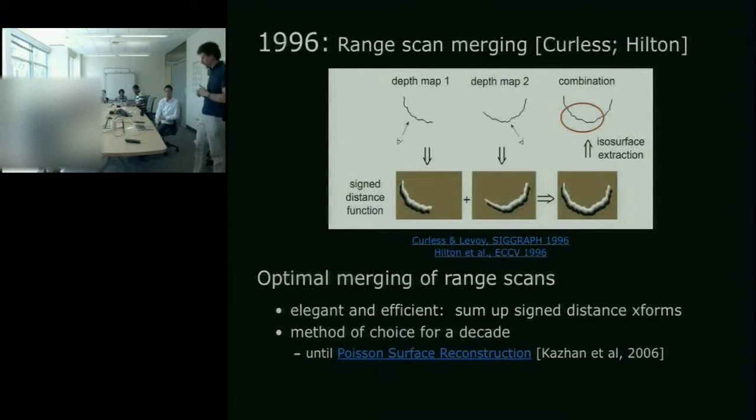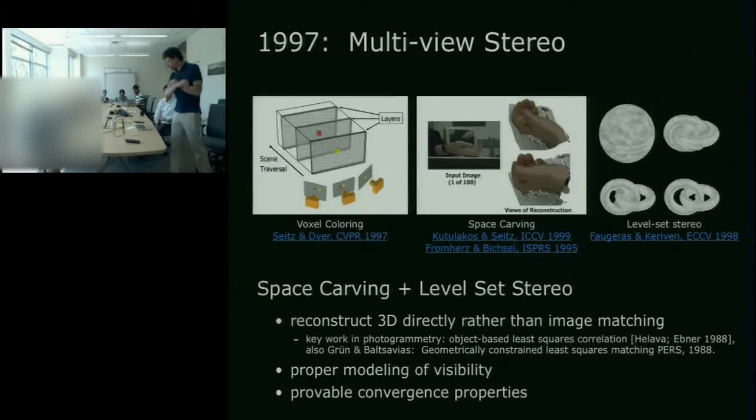Okay, so very elegant result, and this basically was the method of choice. It still is the method of choice for a lot of people. More recently, competing methods like Poisson surface reconstruction have come out, and people are starting to switch to those. But for more than 10 years, this has been really the standard range scan merging method.